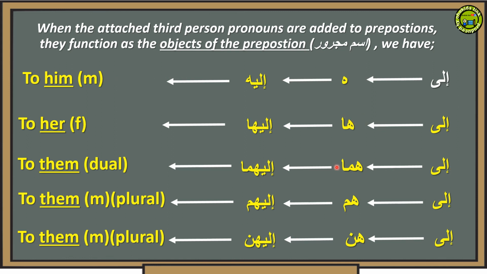إلى plus هما becomes إليهما, to them, for dual. So the object of the preposition here is هما. إلى plus هم becomes إليهم, to them, for masculine plural. So the object of the preposition here is هم. إلى plus هن becomes إليهن, to them, for feminine plural. So the object of the preposition here is هن.